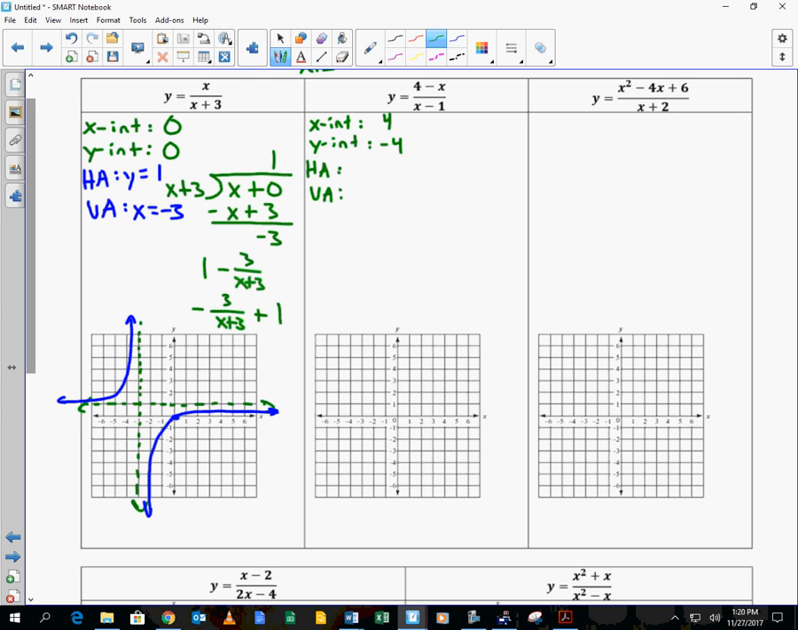That was quick. Now let's divide. X minus 1 goes into negative x plus 4. What do you multiply x by to get negative x? Negative 1. You get negative x plus 1. Subtract. What do we get? Positive 3. So therefore I have negative 1 plus 3 over x minus 1, which is the same as 3 over x minus 1, minus 1.